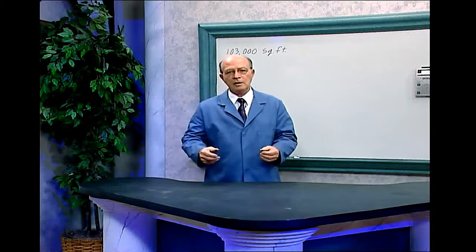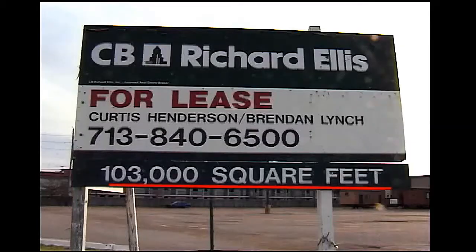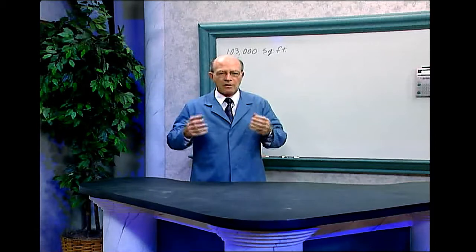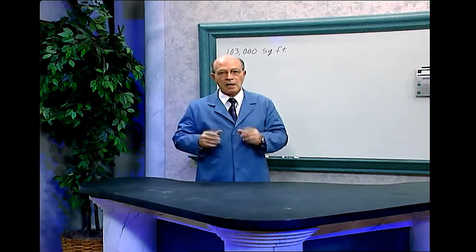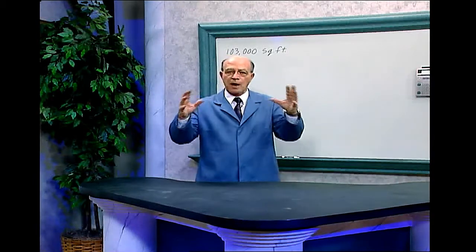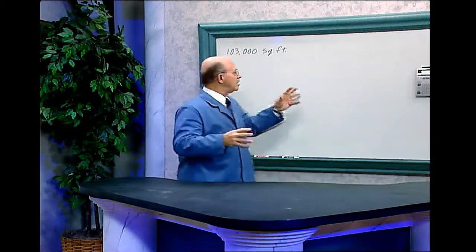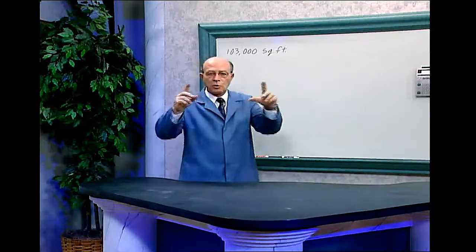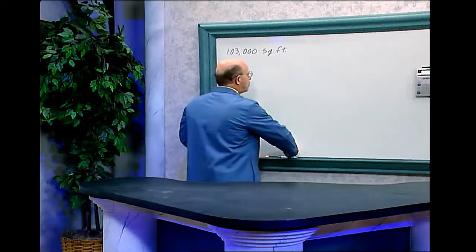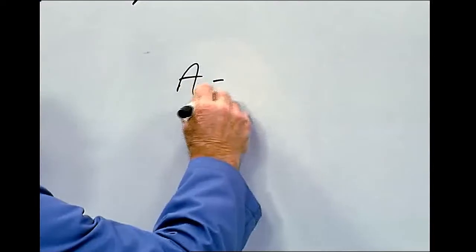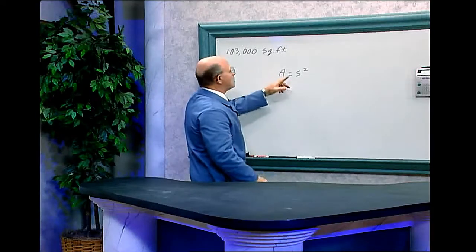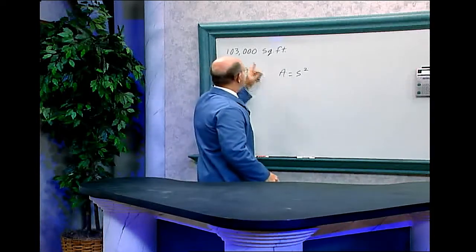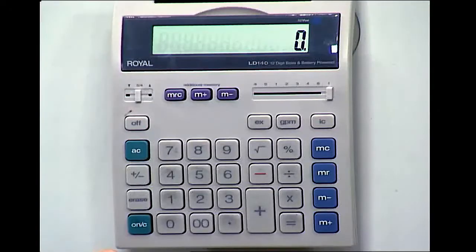We just saw a building whose area was 103,000 square feet. But what is the size of that building? It's hard for me to imagine the size of that building. But what we can do is get an approximation by making this area a square first. So the area of a square equals side squared. So all we have to do now to find the side of that square is put the 103,000 into the calculator.